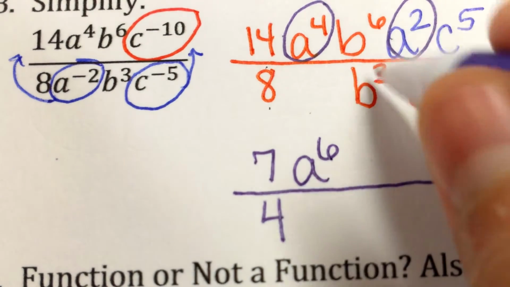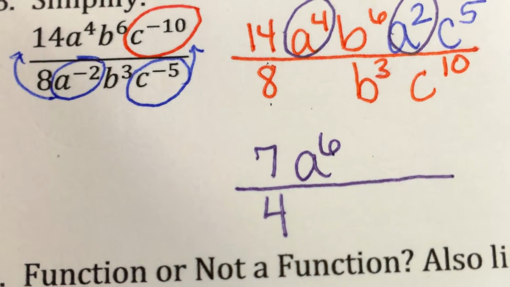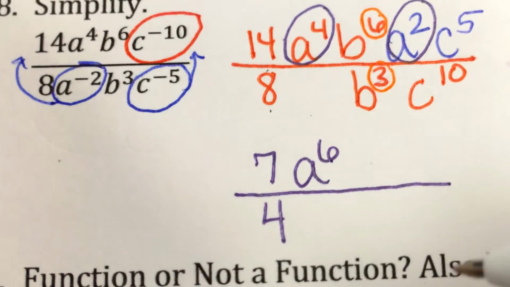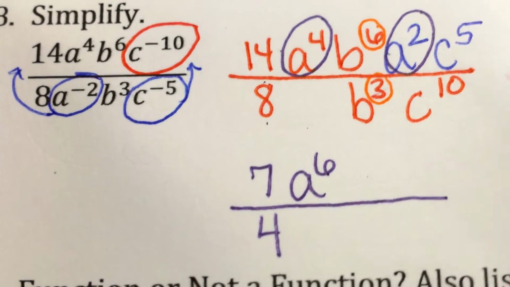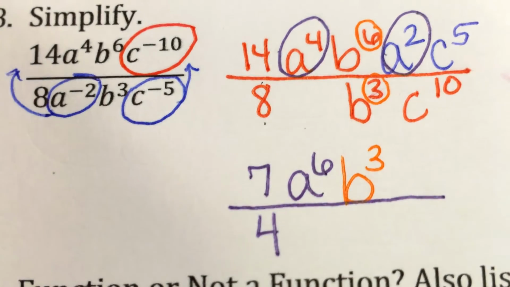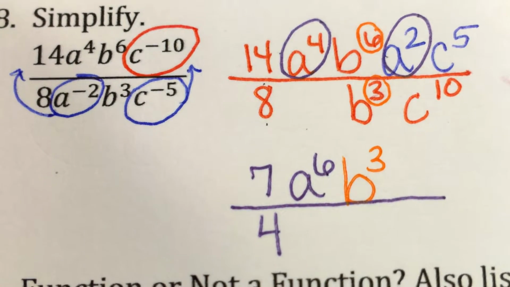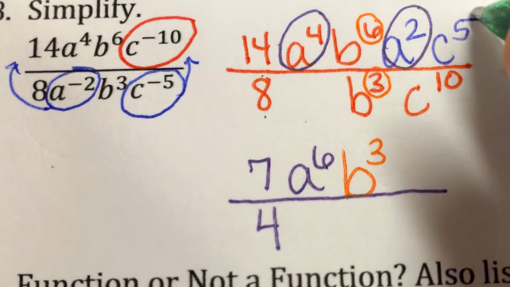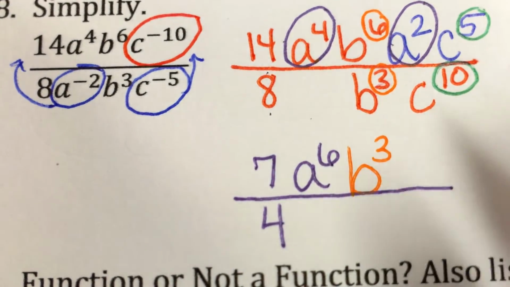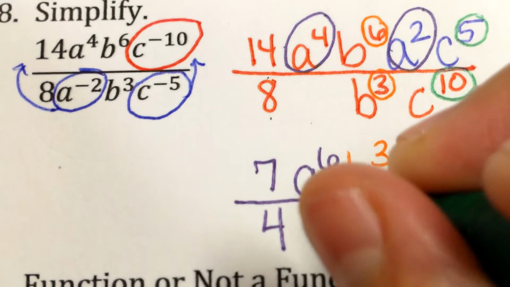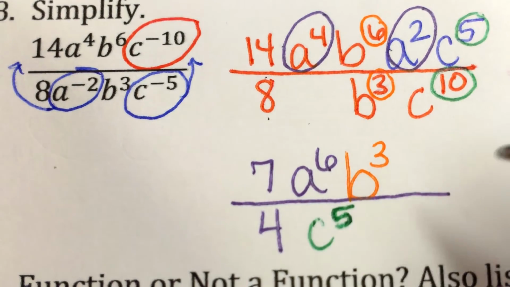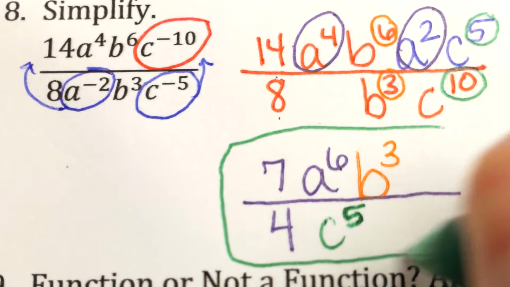And here for the b^6 and b^3, you're dividing. And what do you do when you divide? Do you divide exponents? No, you subtract exponents. So that becomes b to the third, and it goes on the top because there's more on the top. And then here, c^5 and c^10, subtract exponents because you're dividing. So that's c^5, there's more on the bottom. So c^5 goes on the bottom. And there you go. Your final answer.